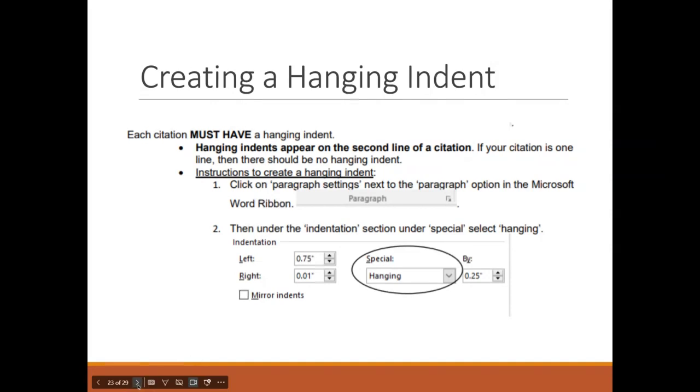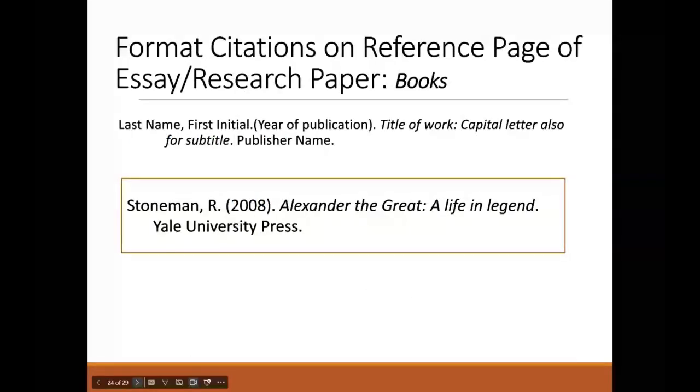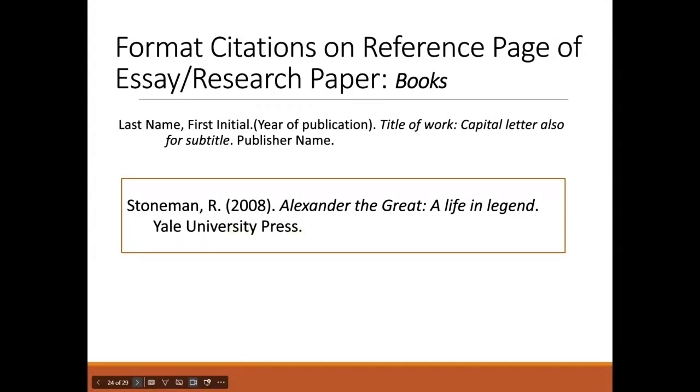That is okay. Now, how do you format citations on a reference page of an essay or research paper, for books? You can still use books as a source. Do not rule out using books as a source. You put the author's last name, first initial, then the year of publication, the title of the work, which is italicized, and then the publisher's name. For example, Stoneman, comma, R period, open parentheses, 2008, close parentheses, period. Then the title of the work, and the publisher. That is how you would format your books.